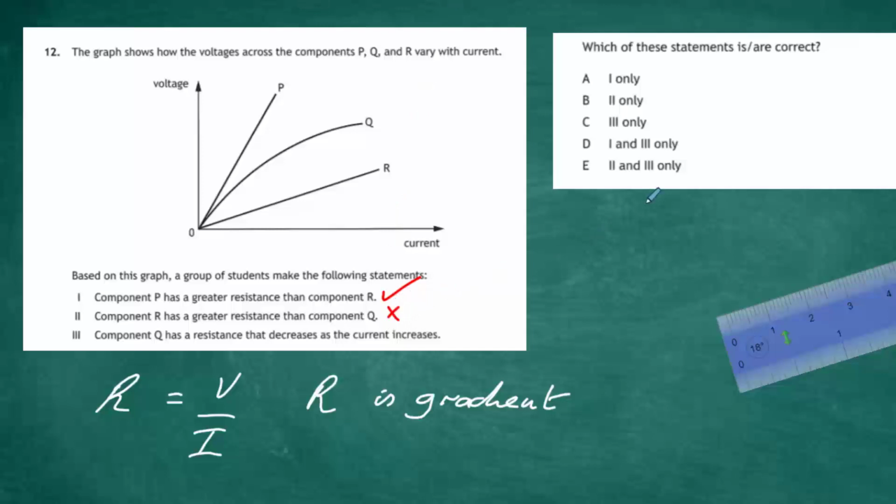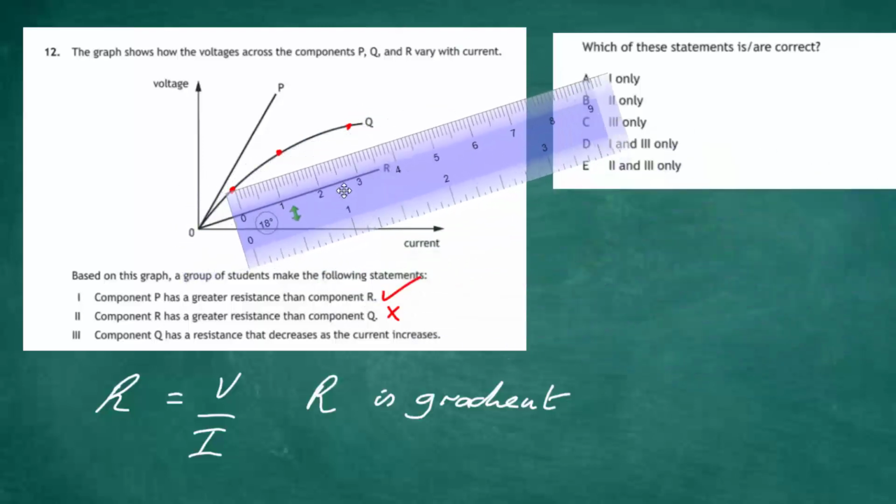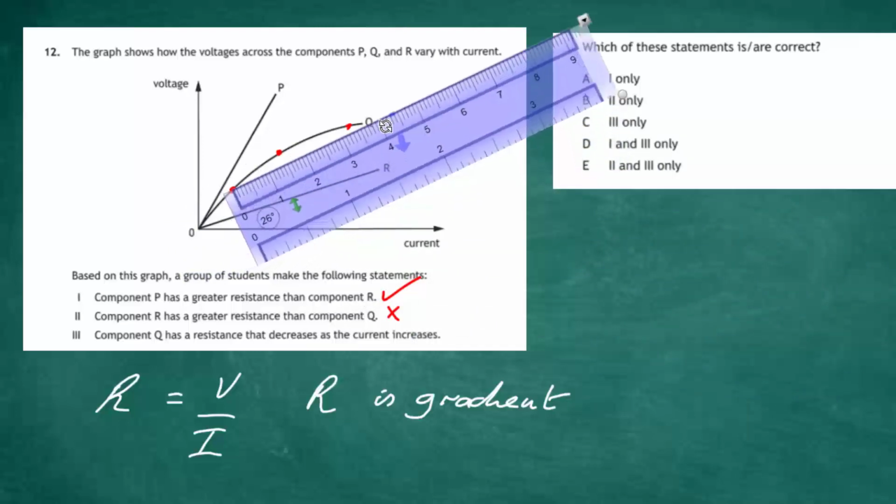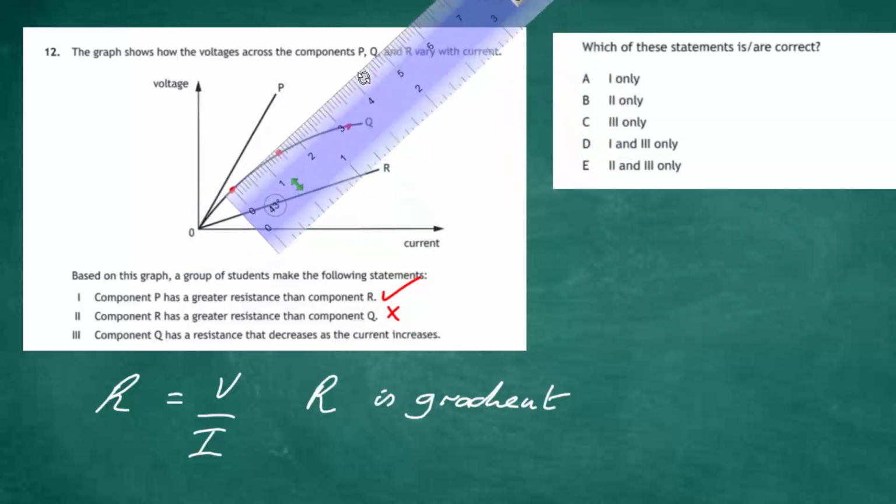Now what about the third one? Component Q has a resistance that decreases as the current increases. Now the component Q is not showing Ohm's law because it's not a straight line, but we can take the gradient at little points on that curve and measure the slope and see if the slope is increasing or decreasing. So all we have to do is take our ruler and go to here, and I'm going to put the ruler on this part here and draw in a kind of line which is going to scuff that graph like that. So we'll draw that line in red here. So there's the first kind of gradient, or purple. There's the first gradient there.